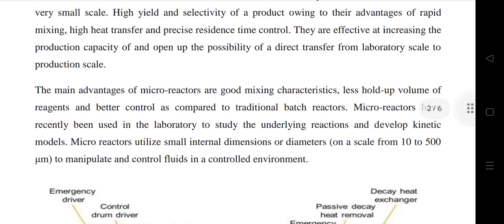The main advantages of microreactors are good mixing characteristics, very small hold up volume, and better control as compared to the other reactors. Microreactors have recently been used in the laboratory for studying underlying reactions, developing kinetic models, etc.